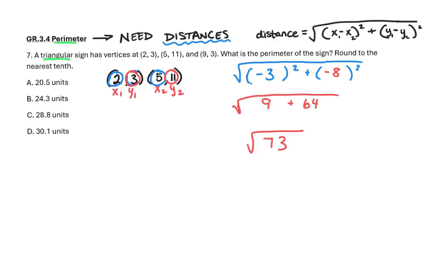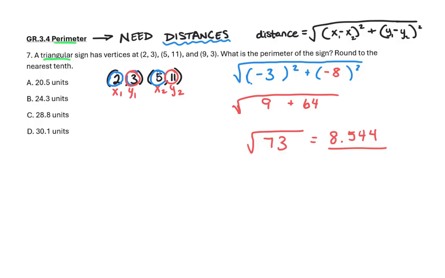Or I could get it as a decimal, 73 square rooted. I should wait till the very last step to be using decimals, but it ain't that big of a deal. So it's 8.544, and I'm not going to round until the end. So I'm going to leave it like that, and then I'll round at the very end. So there's one of my distances.